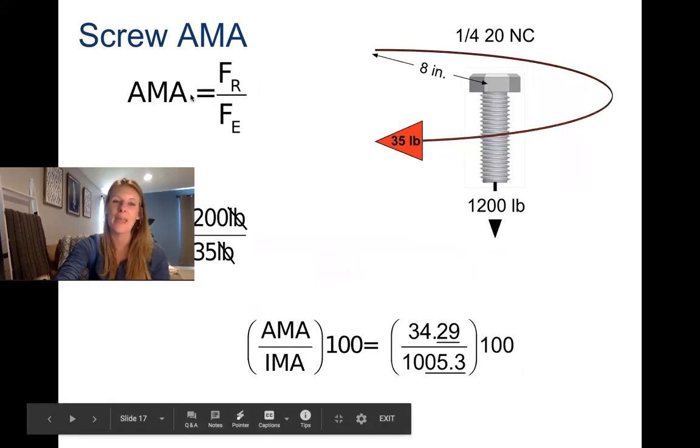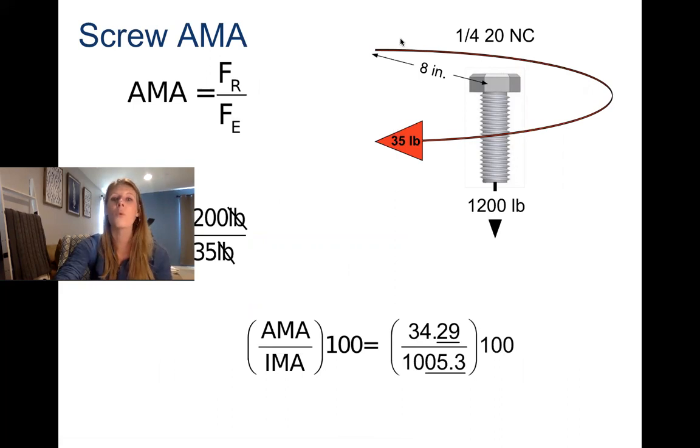Now I'm going to calculate my AMA, which means I need to give you guys my forces. So with 35 pounds of effort, okay, that's going to go down here. With 35 pounds of effort, I can actually create this force right here downward at 1,200 pounds. Again, screws are extremely high mechanical advantage.